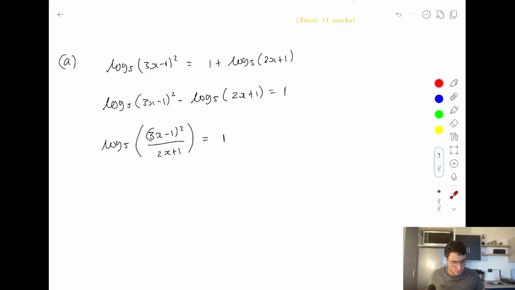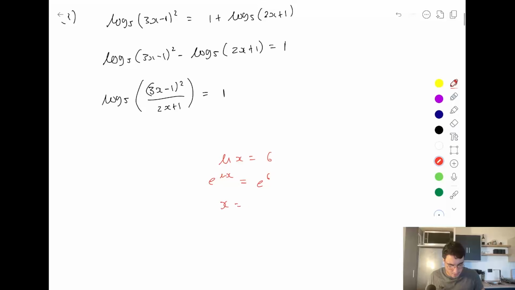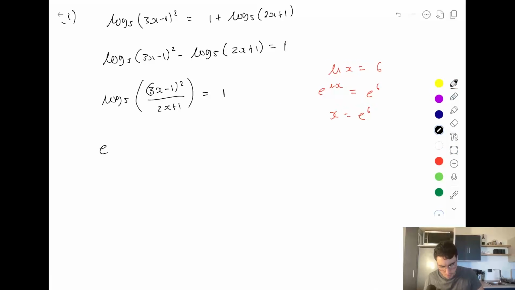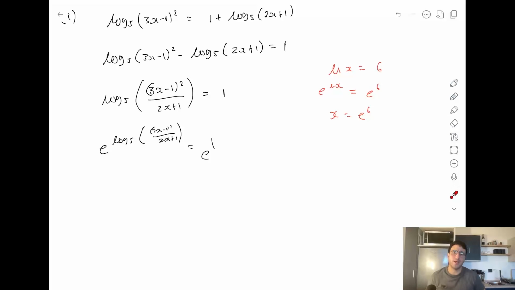And then remember what we did before when we had, say, ln x is equal to something like 6. Well, if we raise it to a power of e, then we can get x is equal to e to 6. So maybe that works here. Maybe I can say that e to the log 5 (3x minus 1) squared over (2x plus 1) is equal to e to the 1. But that doesn't really make any sense now because we're stumped. We've got e to the log 5, but that doesn't help me. It doesn't break down into anything.